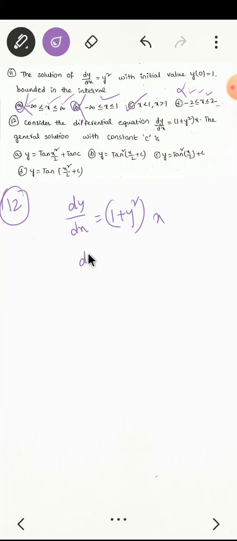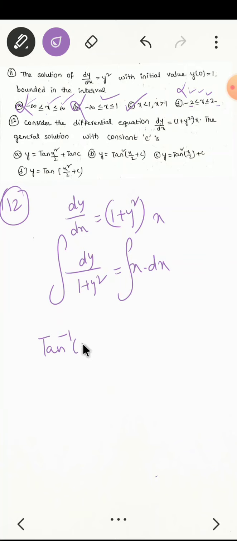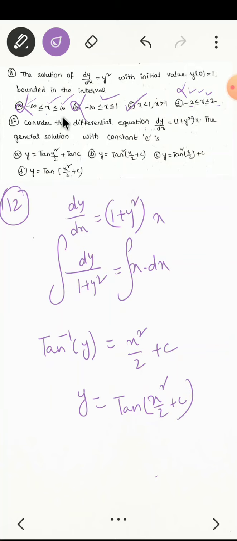So I can separate them out: dy by 1 plus y square is equal to x into dx. So I have separated x and y. Apply integration on both sides. Then this can be written as tan inverse of y, and the integration of x is x square by 2 plus c. I want y, so I will get y equal to tan of x square by 2 plus c. Which option is correct? Option D is correct.